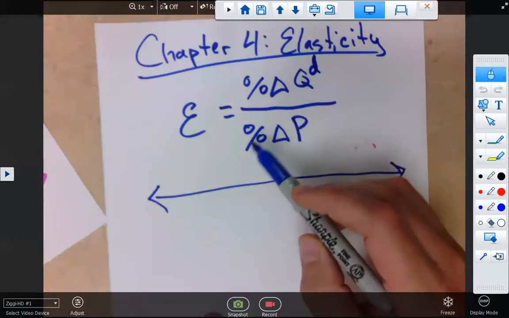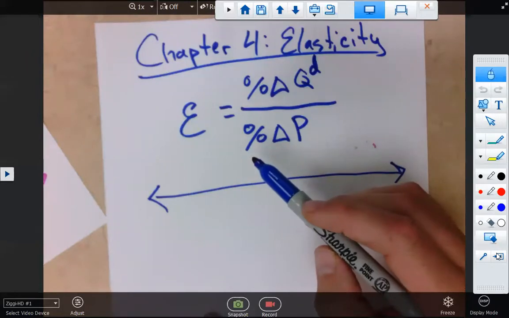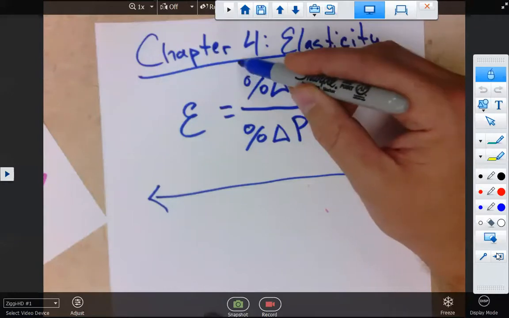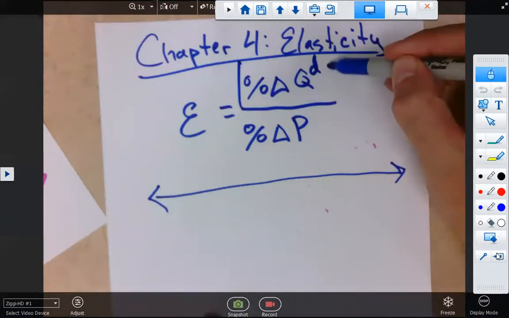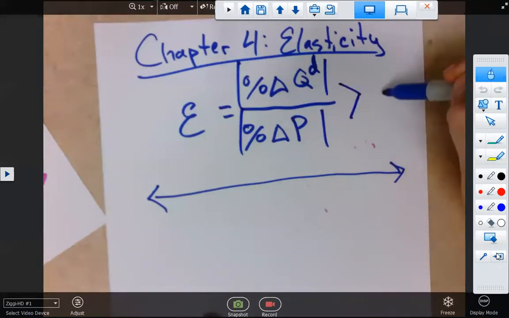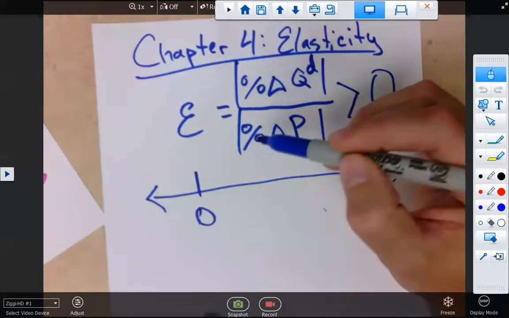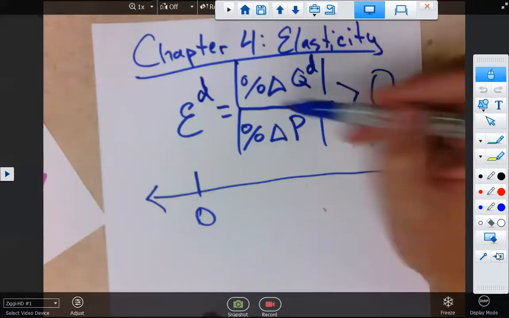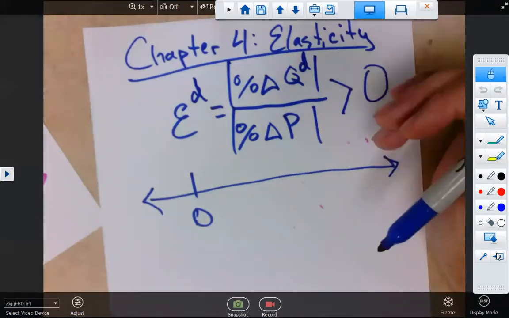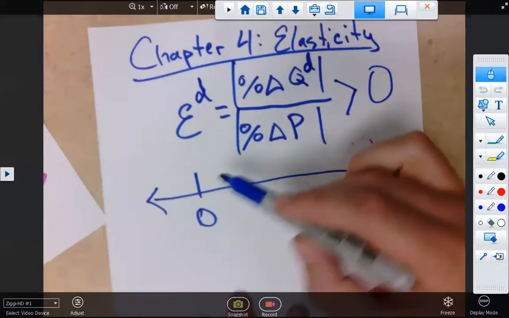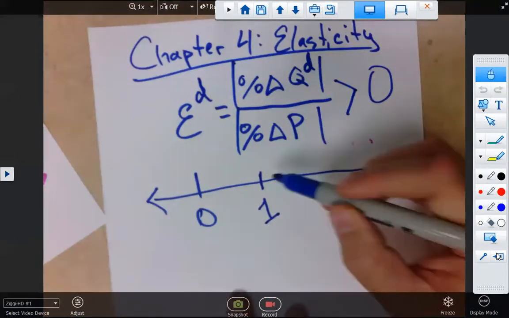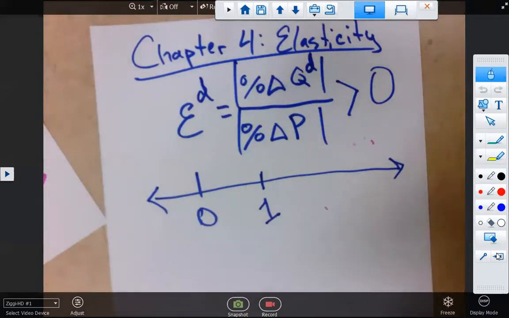Can it be negative? But usually we do absolute value of these things, right? So it ends up always being greater than 0. Whenever it's the elasticity of demand, we end up just putting absolute values. And so it ends up falling between 0 and 1, it could be 1, or it could be greater than 1. So let's talk about these 3 ranges.